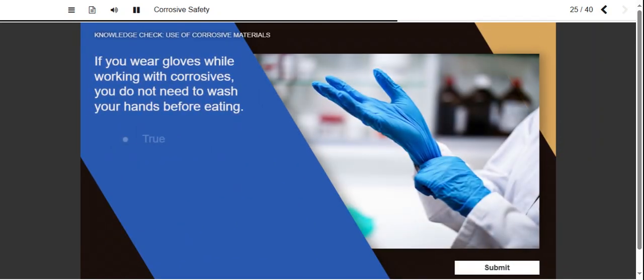True or false? If you wear gloves while working with corrosives, you do not need to wash your hands before eating.